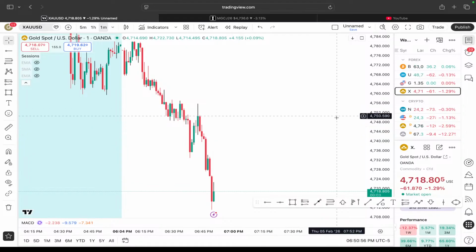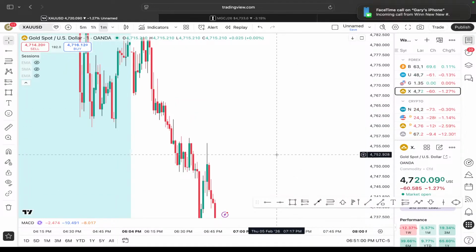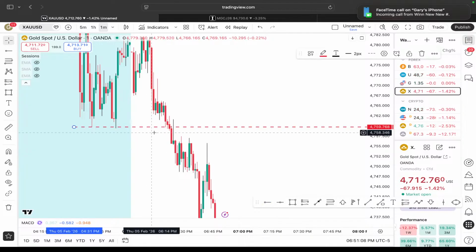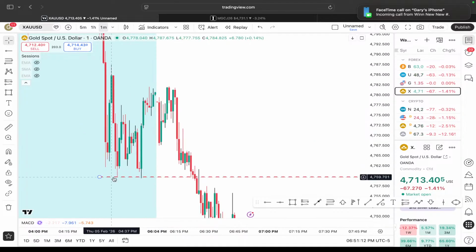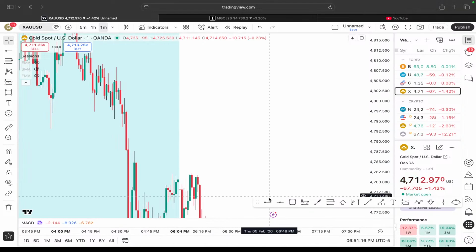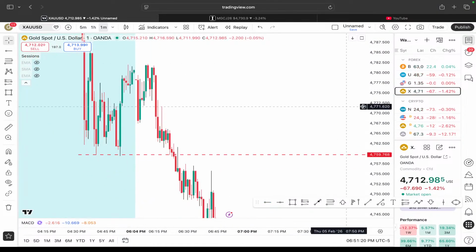All right, so let me show y'all exactly what happened, right? Basically price broke below this level. We were waiting for this before the market opened, right? Before the market opened, we wanted price to break below this level or break above this level, right? And then we wanted to react off of one of these breakthroughs.